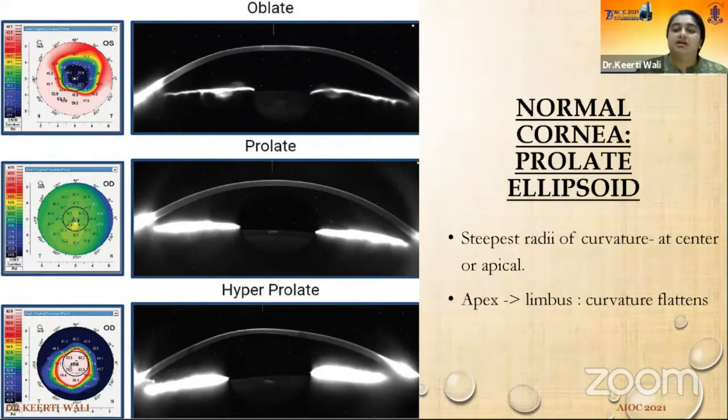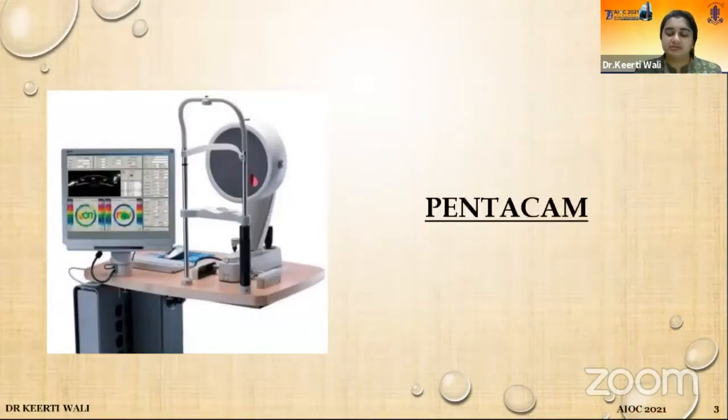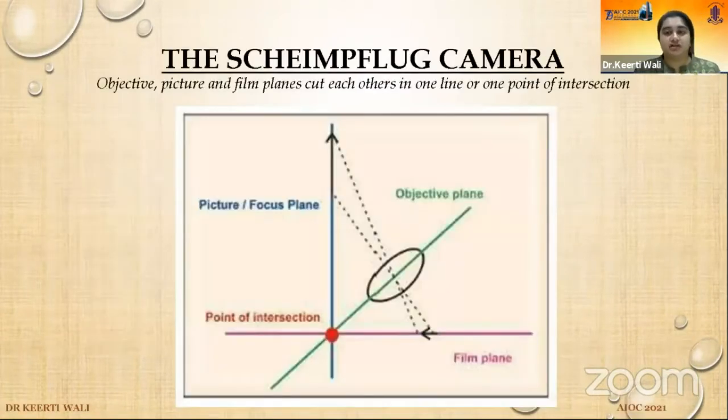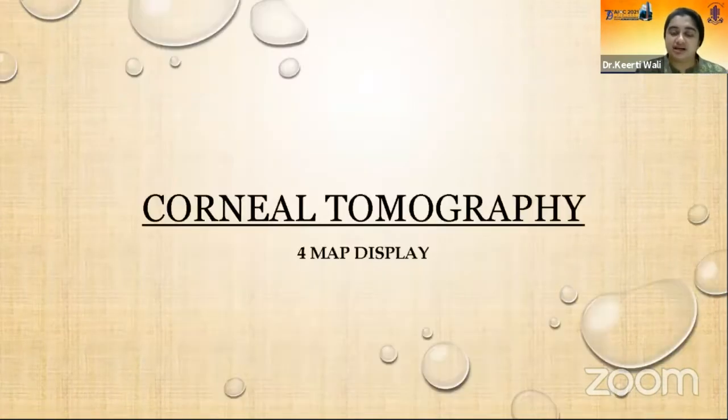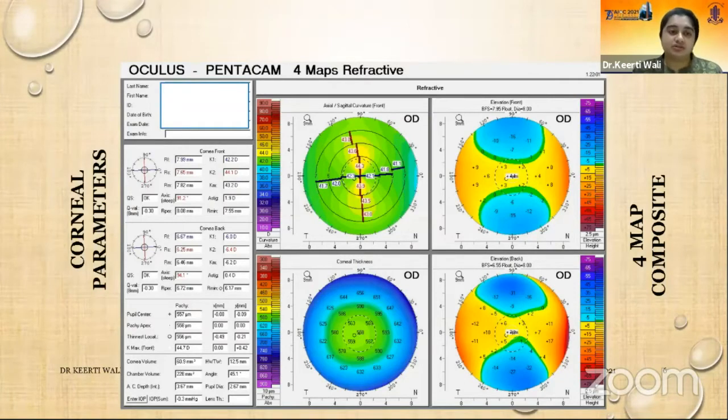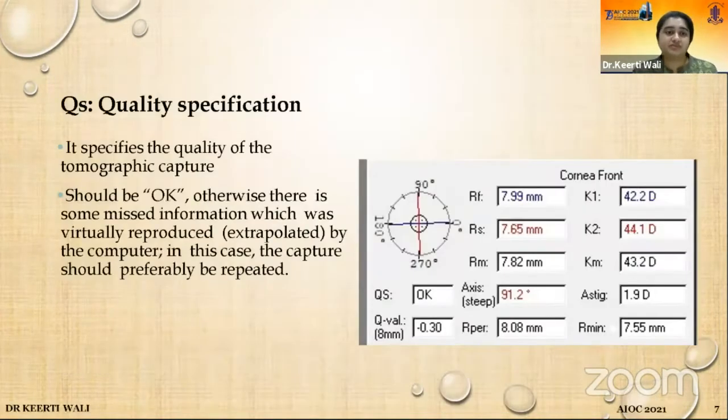Okay, so as we go from the apex to the limbus, the curvature flattens. Pentagram is a modern corneal tomogram which uses the Scheimpflug camera principle to take the anterior segment images and gives us the corneal tomography, which is a 4-map display. When we see this report, it shows us the 4-map composite map on our right hand side and corneal parameters on our left side.